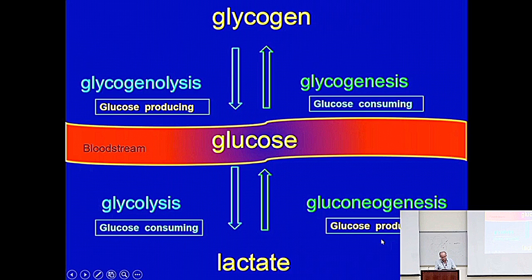Okay? So as you can see, there's a balance between glucose consumption, which usually occurs in a well-fed state, and glucose production, which occurs in a fasting state. Okay? All right, so it's very important that you get the big picture.